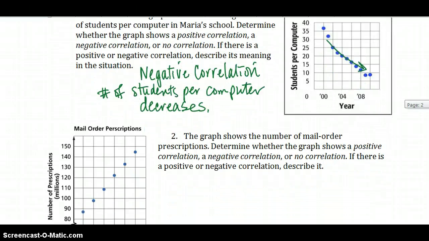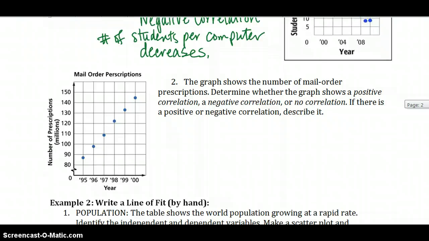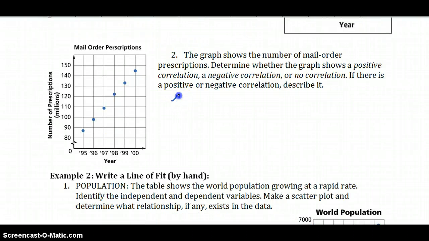All right, as we look at our next example, just glancing at the graph, I see that it's going to have a positive correlation. I hope that that's obvious to you. So it's positive. Now let's talk about what we're looking at. The graph shows the number of mail order prescriptions. Determine whether it's positive, negative, or no correlation, and describe it.